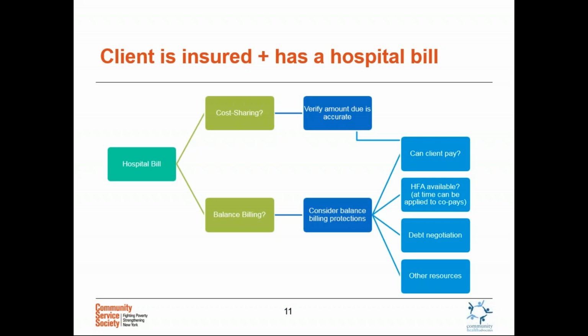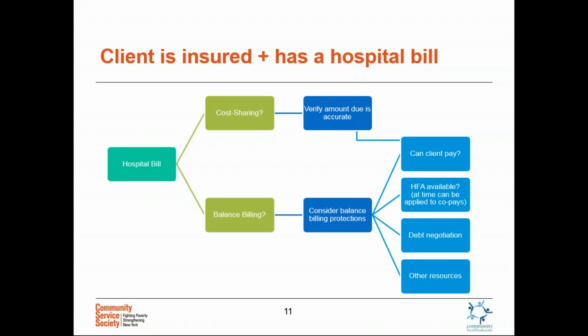So, step number 1, is the client insured or uninsured? Here, the slide tells you that the client was insured. Step number 2, what type of bill are we dealing with? Here, the slide tells us we have a hospital bill. So now you move on to step number 3, which is the analysis that you see in the body of the slide. The best solutions will depend on whether the hospital bill is the client's cost sharing or a balance bill.